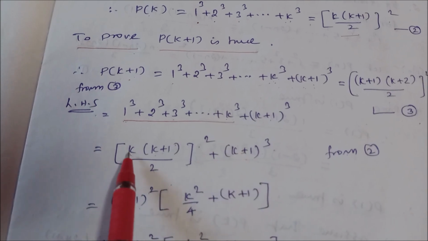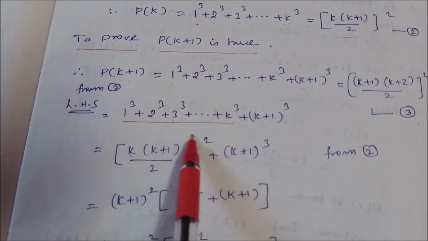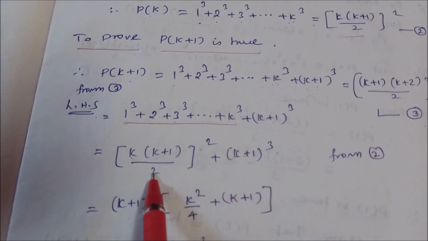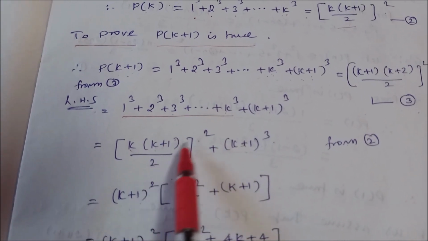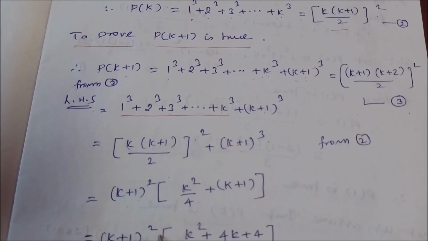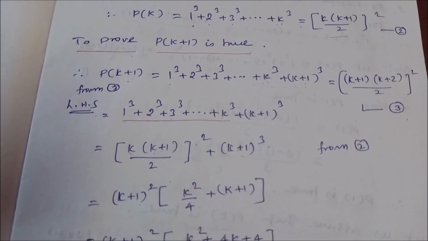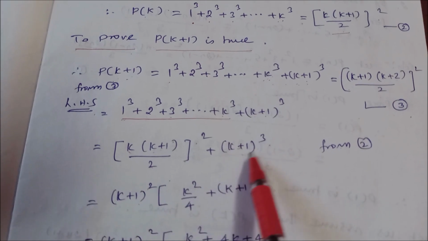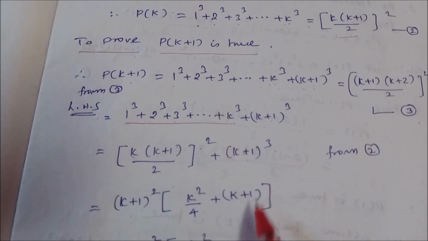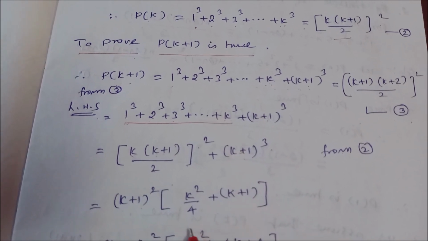So the remaining terms: applying the square for the numerator, k square, (k plus 1) whole square, 2 square is 4. So (k plus 1) whole square is taken common in both terms, then (k plus 1) whole square into k square plus (k plus 1) whole cube, taking (k plus 1) whole square. So the remaining terms are (k plus 1) divided by 4.